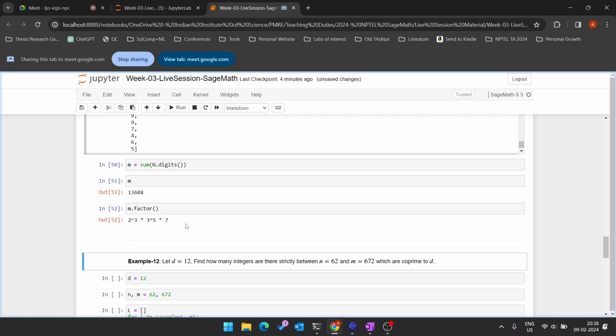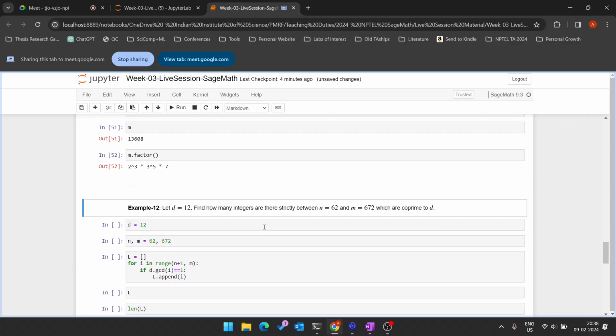Next, we have another example. In this example, we are given an integer d equal to 12 and we are asked to find how many integers are there between two integers n equal to 62 and n equal to 672, which are co-prime to d. So how do we do that?